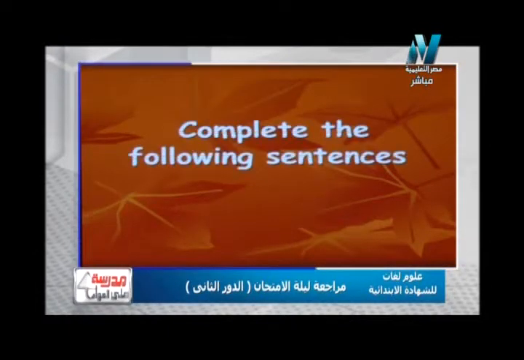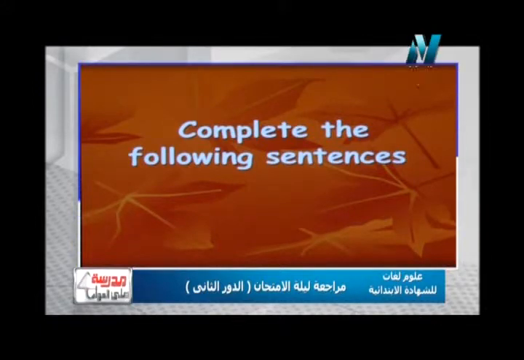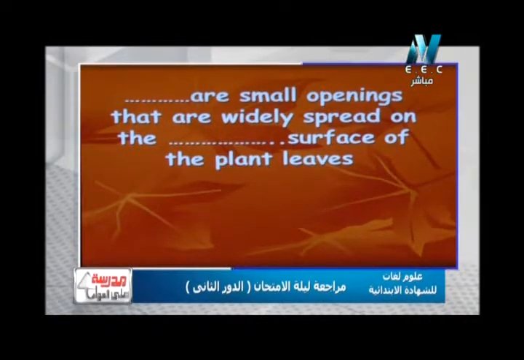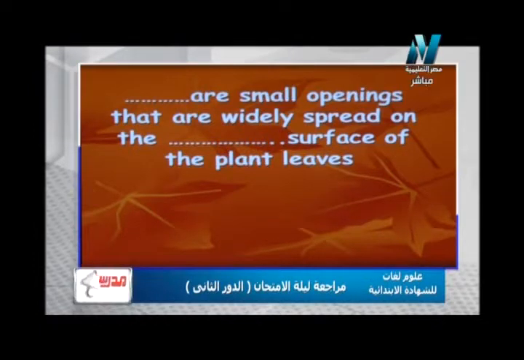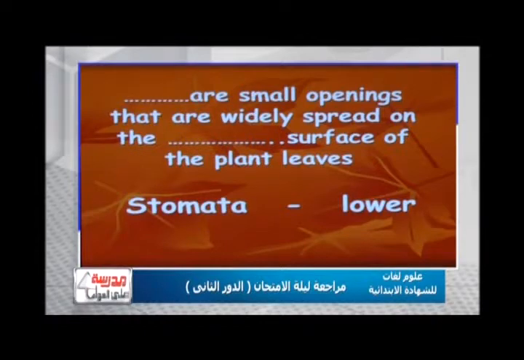Another question, complete the following sentences. This question I advised you before. Please read the question carefully till the end word. First question says that stomata are small openings that are widely spread on the surface of the plant leaves. مين هي الفتحات صغيرة جدا منتشرة على ورقة نبات. Surely they will be the stomata, and we know the stomata are widely spread on the lower surface of the plant leaf. Why? هنا في نقطة give reason مهمة جدا, or give reason to decrease transpiration process.